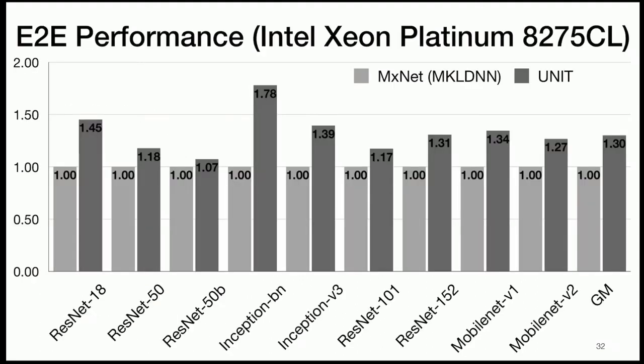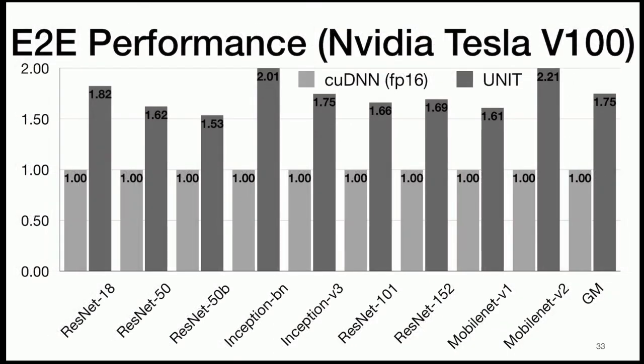On server CPU, we can outperform inference models with oneDNN integrated by min 1.3. And the two models we do the worst are ResNet 50 and ResNet 50B, since Intel engineers tune these two models really hard, and we can still outperform them. And on NVIDIA Tesla V100, we can outperform cuDNN by min 1.75 because of our generic and specialized tuning strategies. Next, let's go to the ablation test to study the impact of our tuning strategy on the performance.